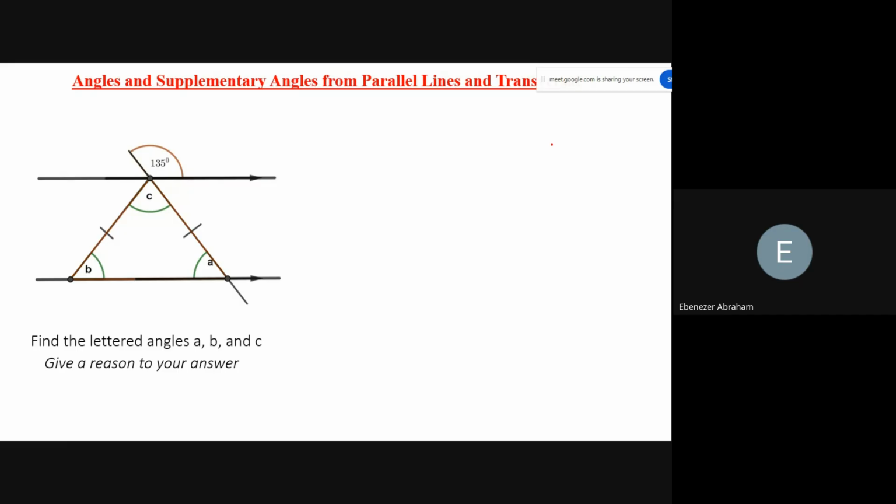Benjamin, read what is on the screen. Find the lettered angles A, B, and C. Give a reason for your answer. So you have to find lettered angles. That is the value of angle A, you find the value of angle B, and you find the value of angle C.